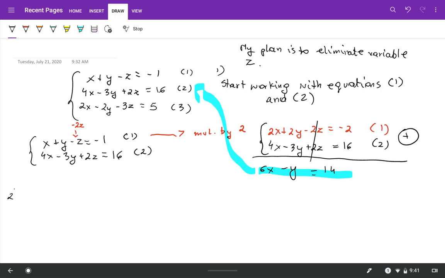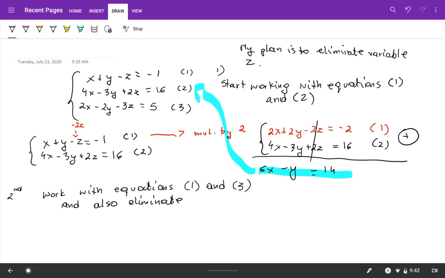Second, work with equations 1 and 3, and also stick to the plan, which means eliminate variable z.